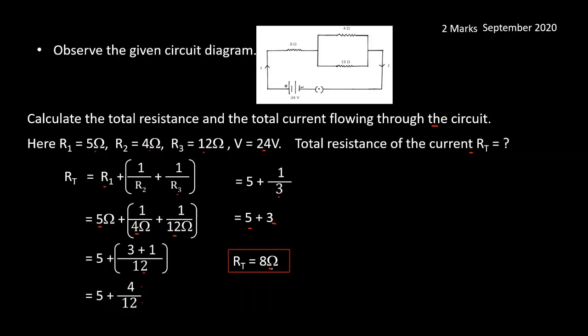Now we will calculate total current flowing through the circuit. I is equal to V divided by RT, where V is equal to 24 volt and RT is 8 ohm. 24 divided by 8 is 3. Therefore, total current flowing through the circuit is equal to 3 ampere.